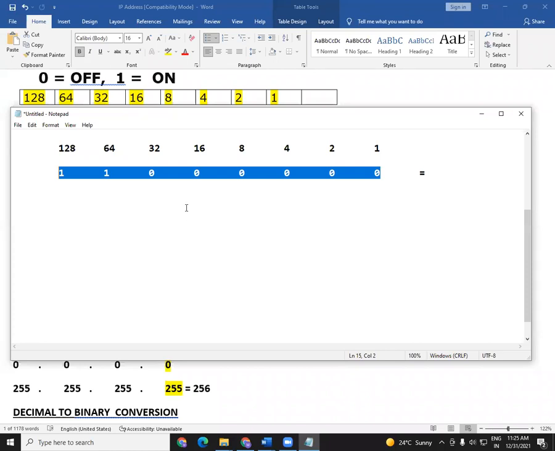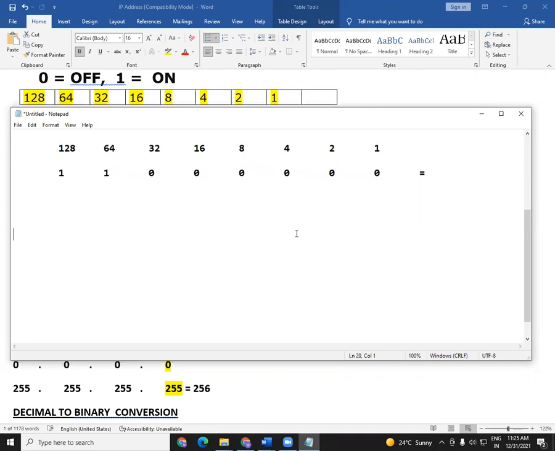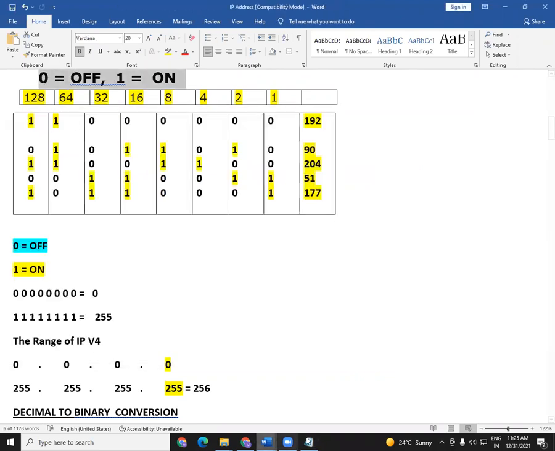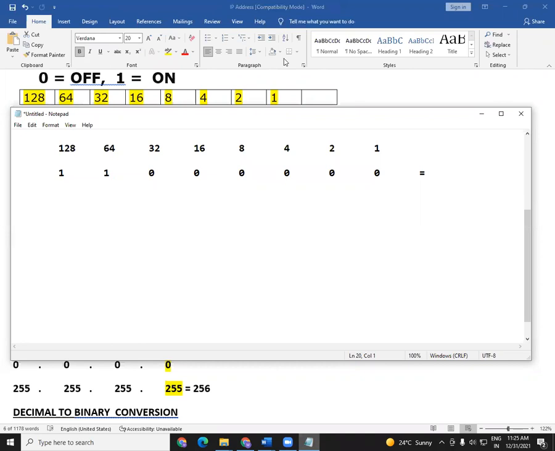Now what we need to do here is we just need to see the 8 bits, and then we need to see how many bits are ones and how many bits are zeros. Can you see I have written here, 0 means it is an off bit and 1 means it is an on bit. Whenever you see a value as 0, it is an off bit, and whenever you see a value as 1, it is an on bit.